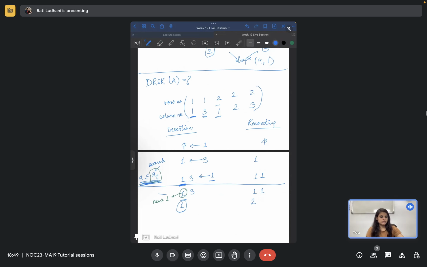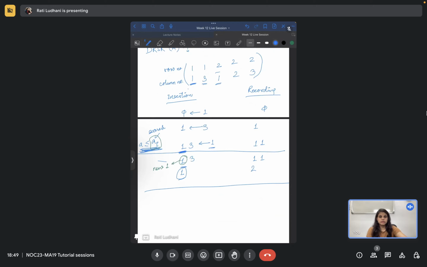So here there is the major difference. The dual had bumped out 1 rather than 3 at this position. Now let's see the next one.